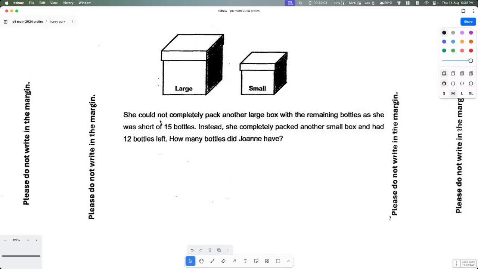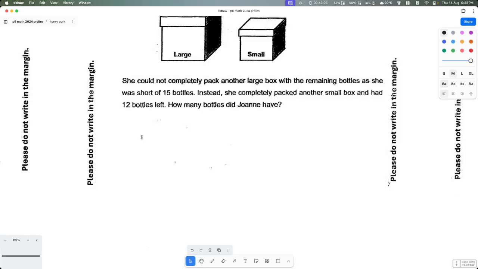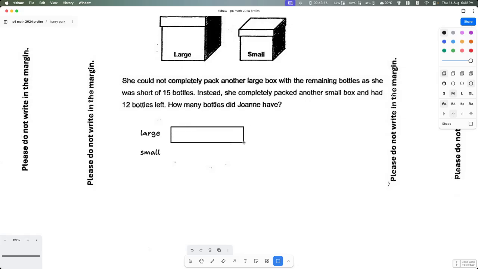Okay, so what I'm going to do is have large and then small. I'm just going to visualize this to make it easier to see. So we know that the remaining is the same, right? So we have this and we have this. Okay, so I'm going to put an arrow to say this is the remaining.